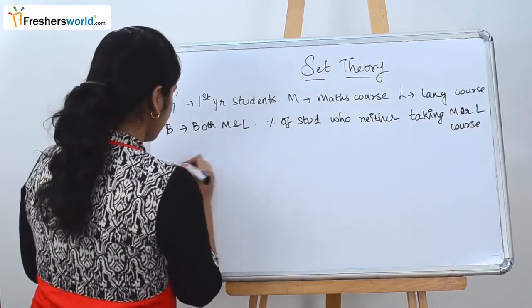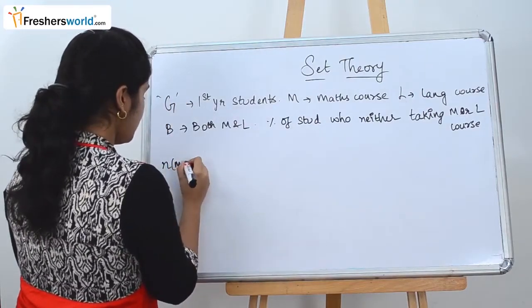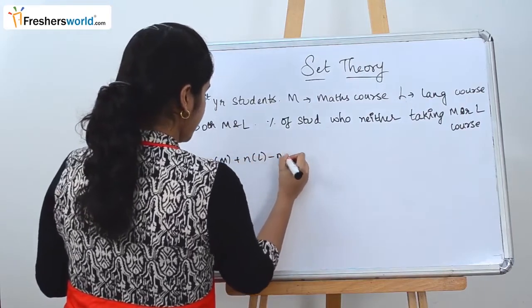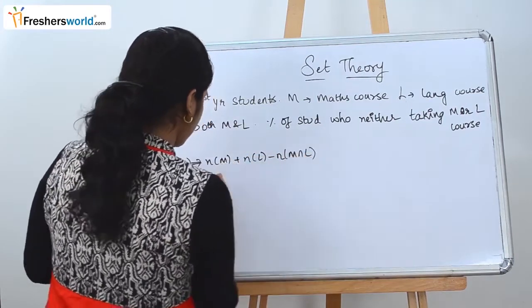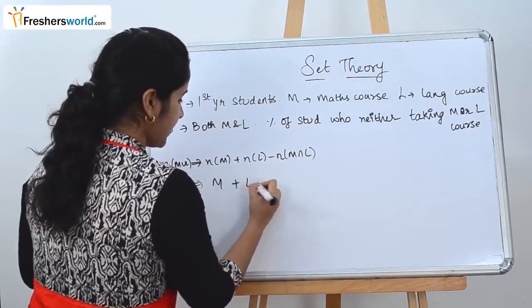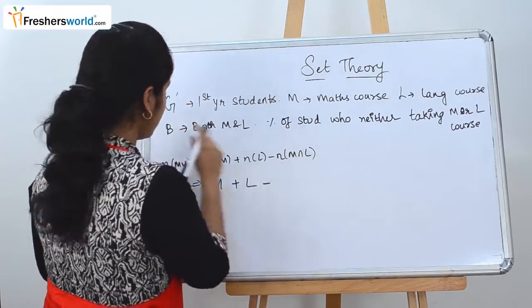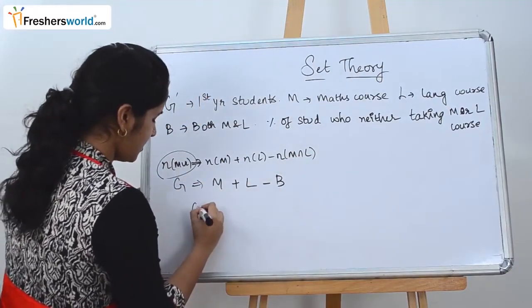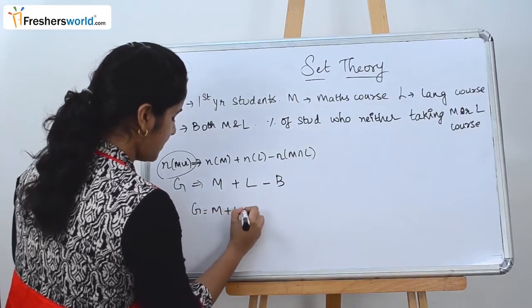So similarly, let's find out the number of students who like either of the courses, which is nothing but n of M union L is equal to n of M plus n of L minus n of M intersection L. Here n of M is nothing but M, n of L is nothing but L, and n of M intersection L is nothing but B. So this is nothing but G. So G is equal to M plus L minus B.